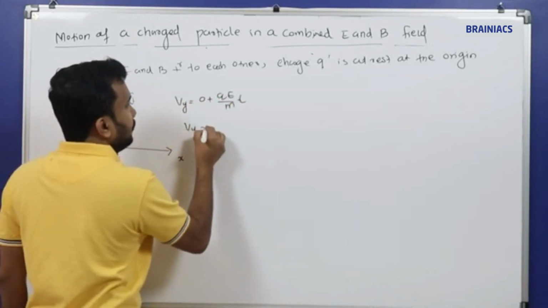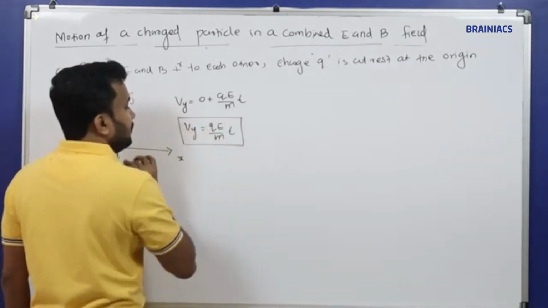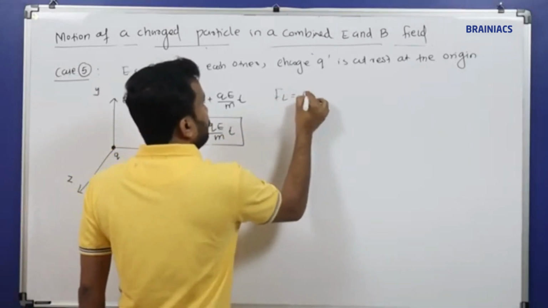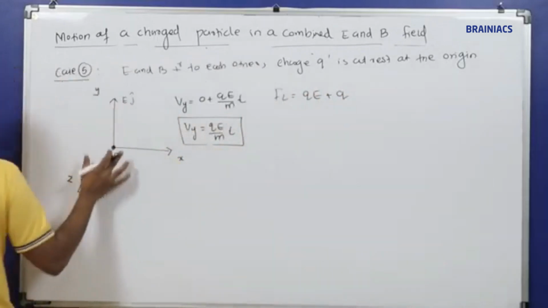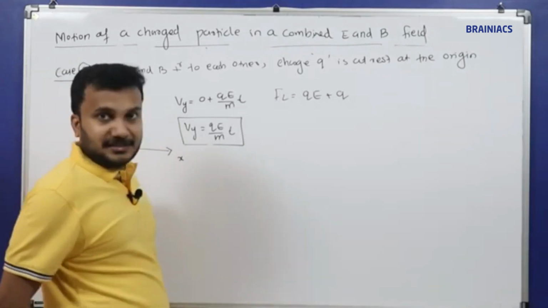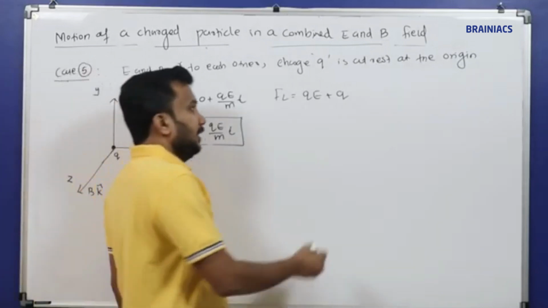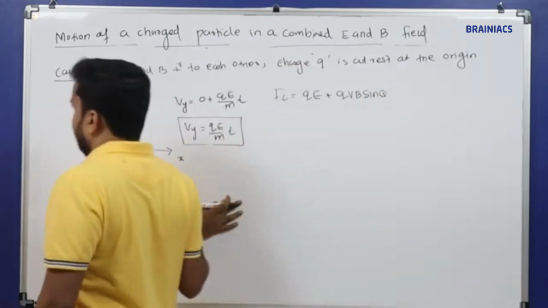So Vy will be equal to QE by M into T. This is the velocity it is moving with. Now we have to see the Lorentz force also in parallel. What is the Lorentz force? QE plus Q into v cross B. So the velocity will have a tendency to move in this direction. So the magnetic force exists, correct? The magnetic force exists when the charged particle starts to move, or is moving in a direction. Then I can say QVB sine theta, some angle will be there.